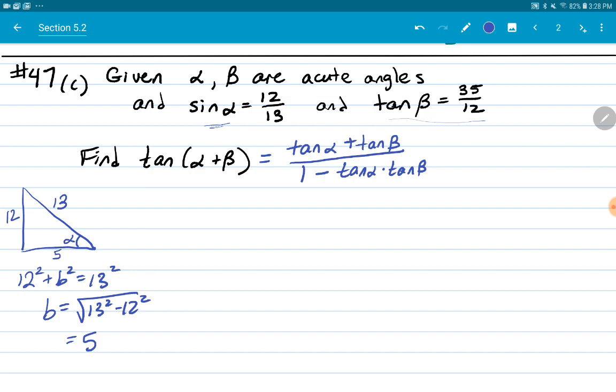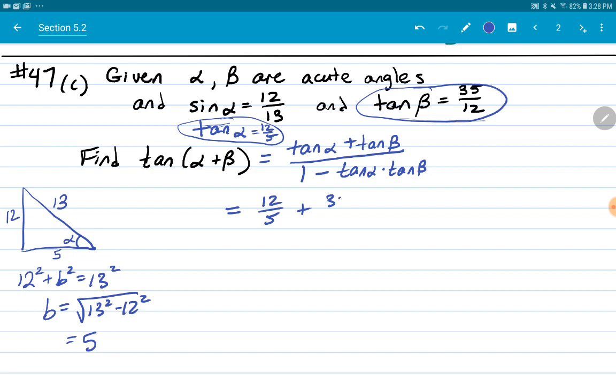And then I can find that the tangent of alpha is opposite over adjacent. So that's 12 over 5. So now I have tangent of alpha, I have tangent of beta, and now I just plug and chug that into my formula. And I get tangent of alpha is 12 over 5 plus tangent of beta is 35 over 12, all over 1 minus the sum of those. I'm sorry, product of those.